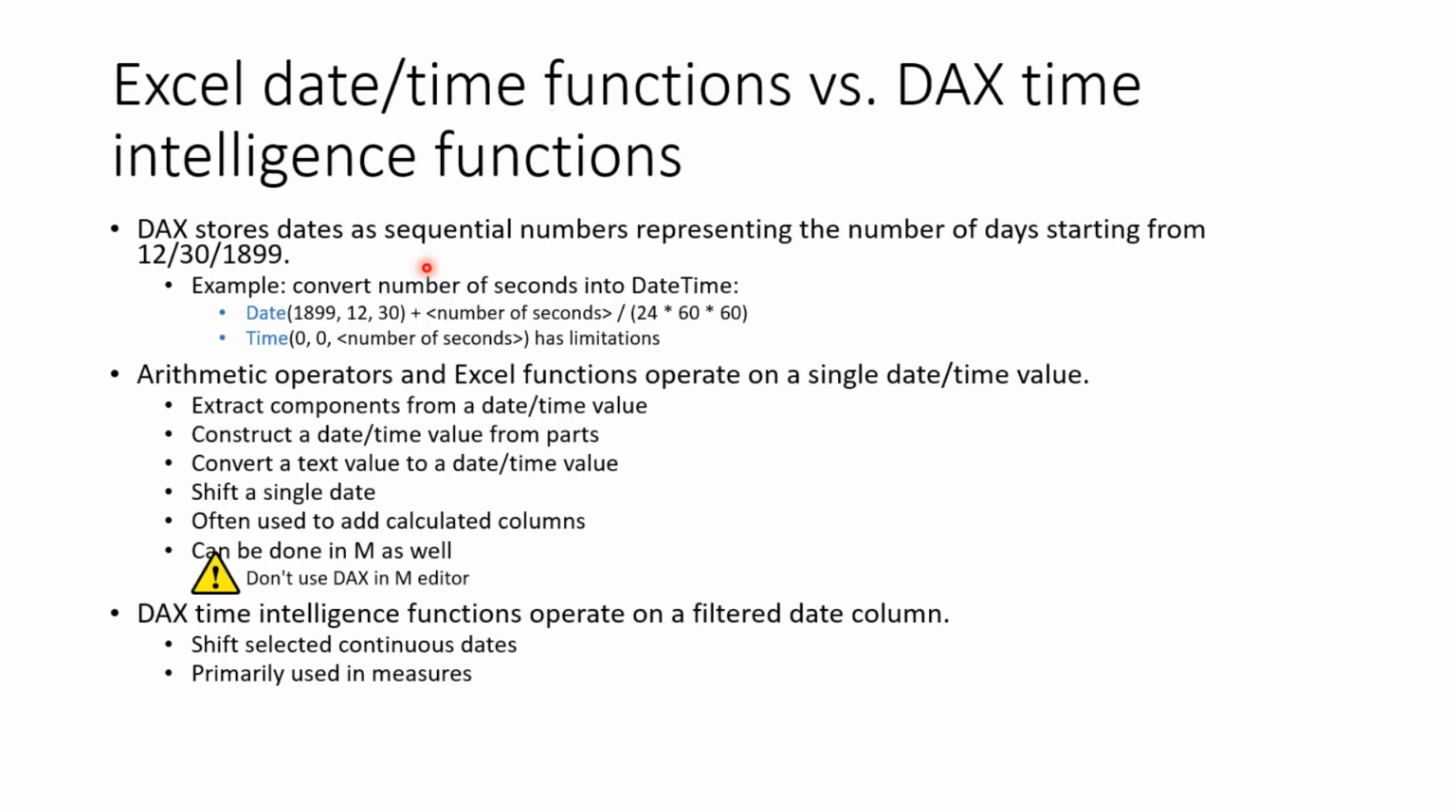DAX has the same tradition, where the whole number part of the sequence number is the total number of days starting from the origin, and the fraction part is the fraction of a day. And most of the Excel functions can be used to extract, let's say, a year, month, or quarter from the date value. You can construct new date values from the parts.